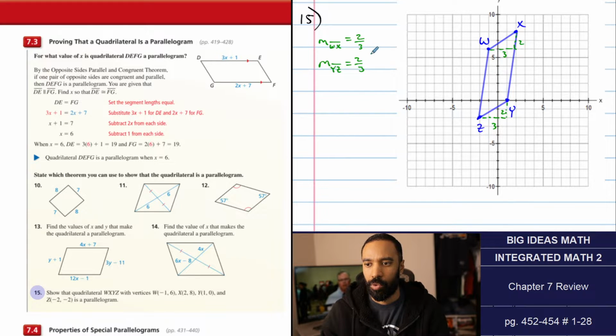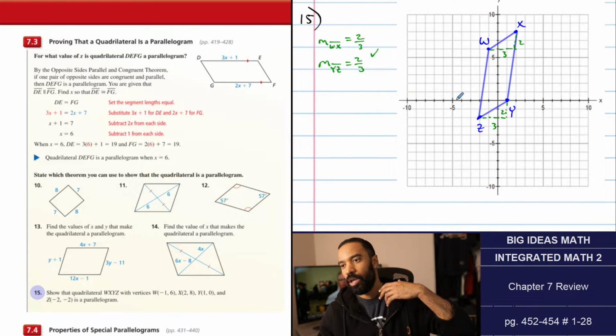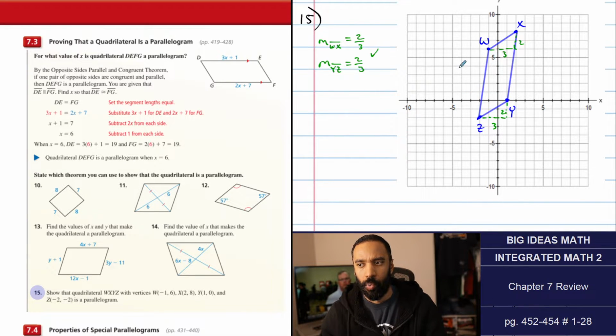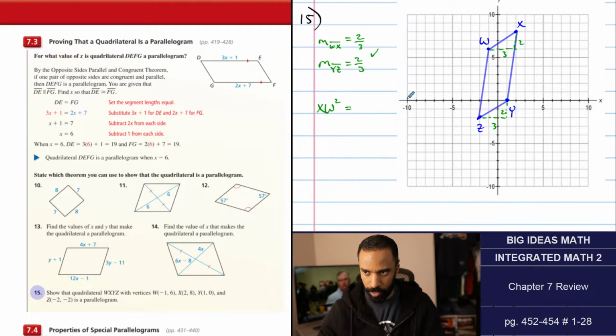Now, one pair of opposite sides parallel is not enough for a parallelogram. In fact, that's the definition of a trapezoid, unless you show that the others are parallel, which we could do. But it's also about these distances. What is the length of segment XW? XW squared, this is a Pythagorean theorem. A squared plus B squared is C squared. So we can do like a 3 squared plus 2 squared here.